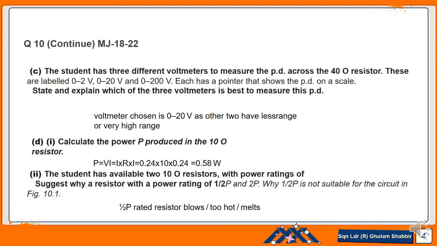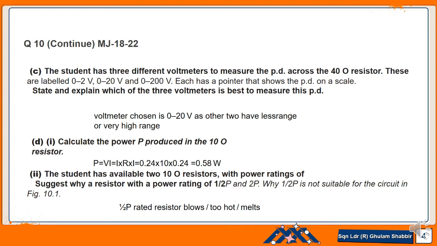And the C part is that the student has 3 different voltmeters to measure the potential difference across the 40 ohm resistor. These are labeled 0 to 2 volt, 0 to 20 volt and 0 to 200 volt. Each has a pointer that shows the potential difference on the scale. State and explain which of the 3 voltmeters is best to measure the potential difference.